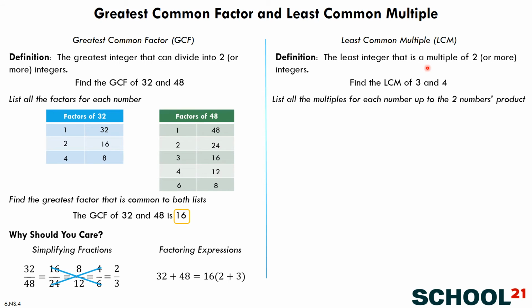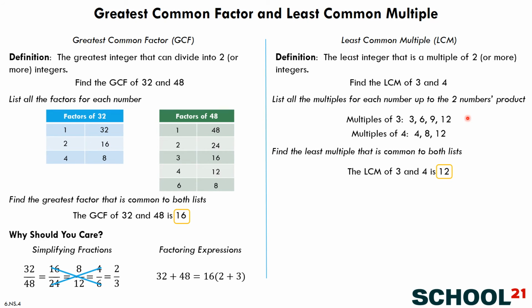So let's list all the multiples of each one of the numbers. The multiples of 3 are 3, 6, 9, 12. And the multiples of 4 are 4, 8, and 12. And we list them up to the point where it's 3 times 4, the one number by the other, because we know that 12 is at least a common multiple of them, because they're multiplying by each other. Then we find the least number that's common to both. So what's the least number that's in both of these lists? 12. Yep, that's right. The least common multiple of 3 and 4 is 12.